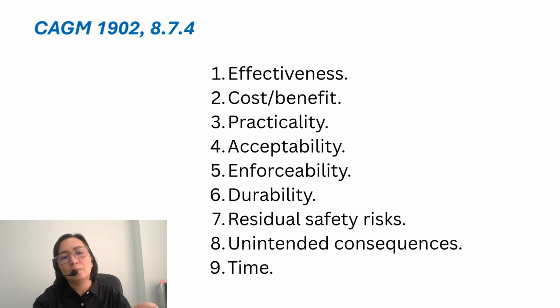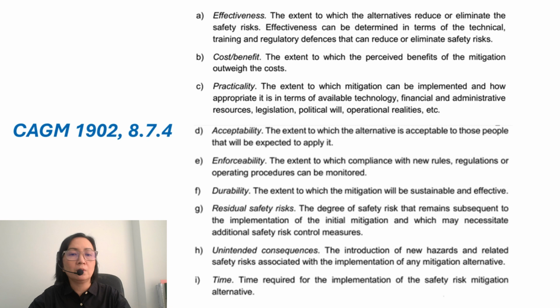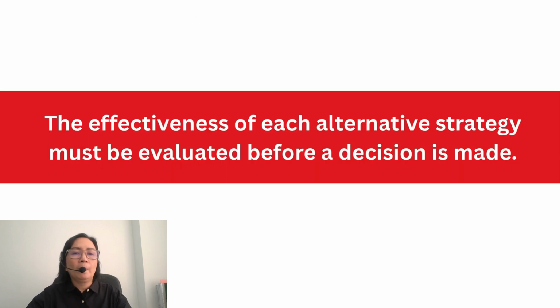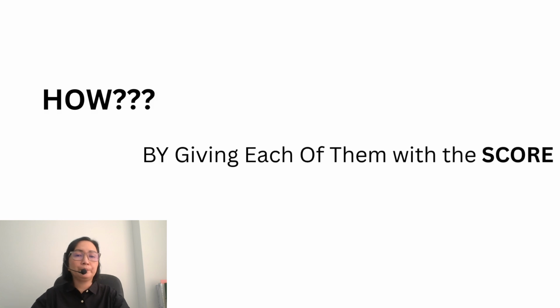Number 1, effectiveness. Number 2, cost benefit. Number 3, practicality. Number 4, acceptability. Number 5, enforceability. Number 6, durability. Number 7, residual safety risks. Number 8, unintended consequences. Number 9, time. The explanation of each element can also be found in CAGM 1902. Always remember, the effectiveness of each alternative strategy must be evaluated before a decision is made.